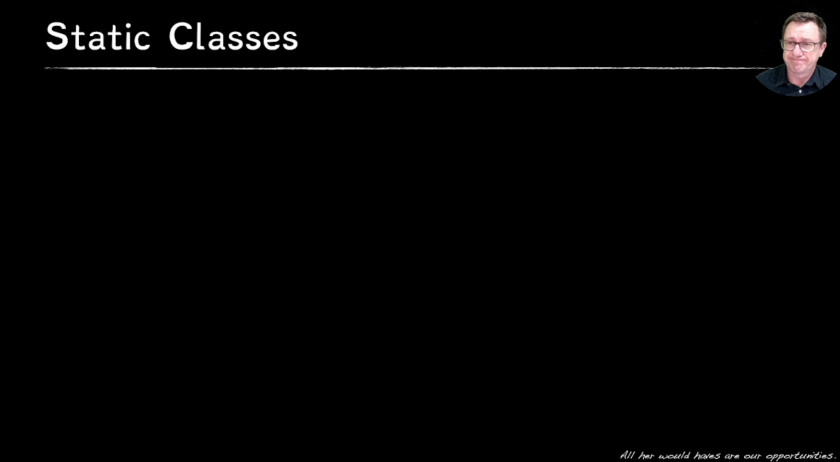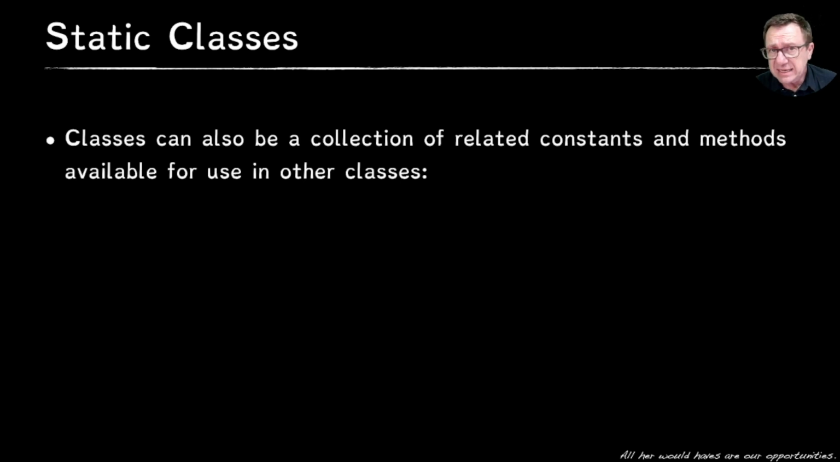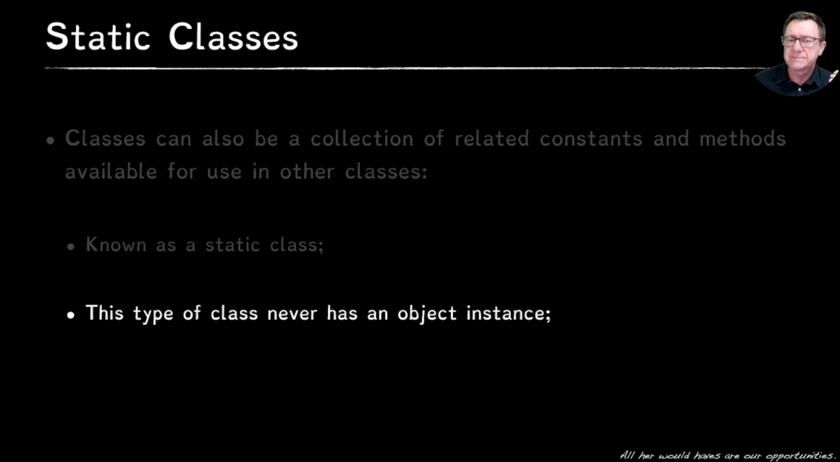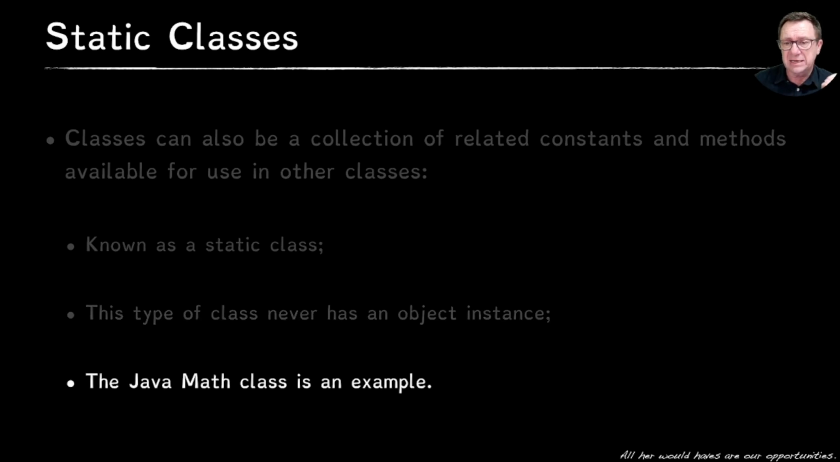Static classes, what are they? A class can have a whole collection of related constants and methods. We might have a whole lot of things we want to execute. So we have these static classes, which have constants and methods, and we can call them in other classes for use. With a static class, we never instantiate it. We never create an object of it, because they're static classes.